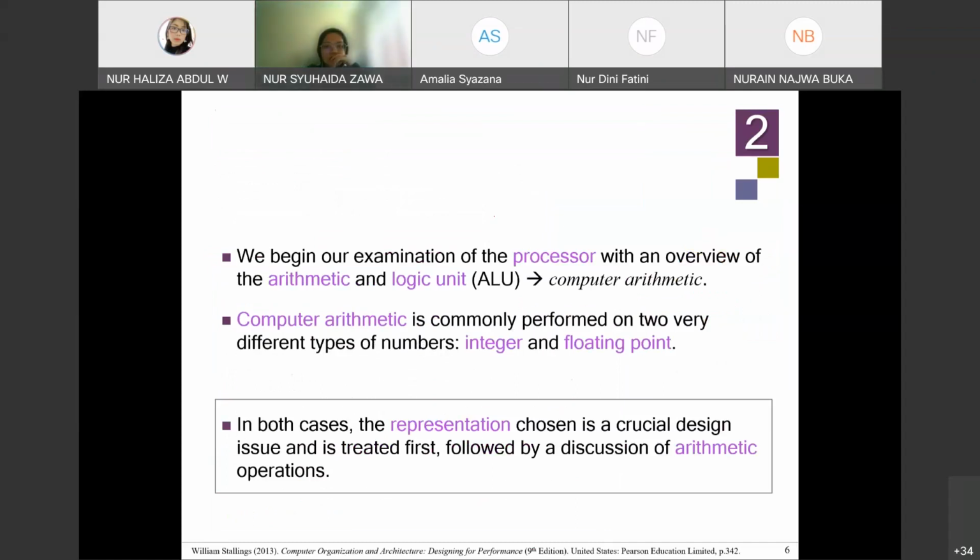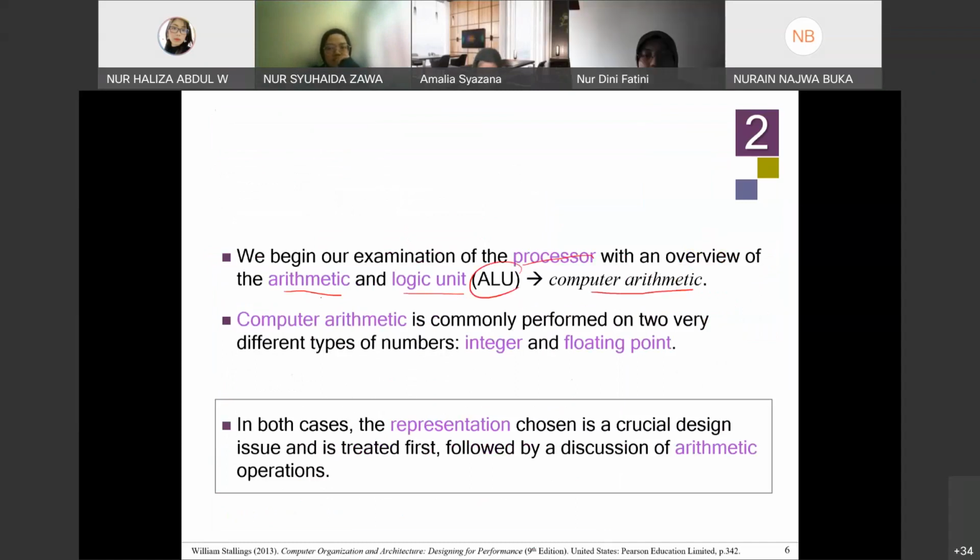But we can see here, we start with our examination of the processor with an overview of the arithmetic and logic unit, which is your computer arithmetic. This is the function of your ALU. This is needed for you to do the arithmetic or mathematical problems.